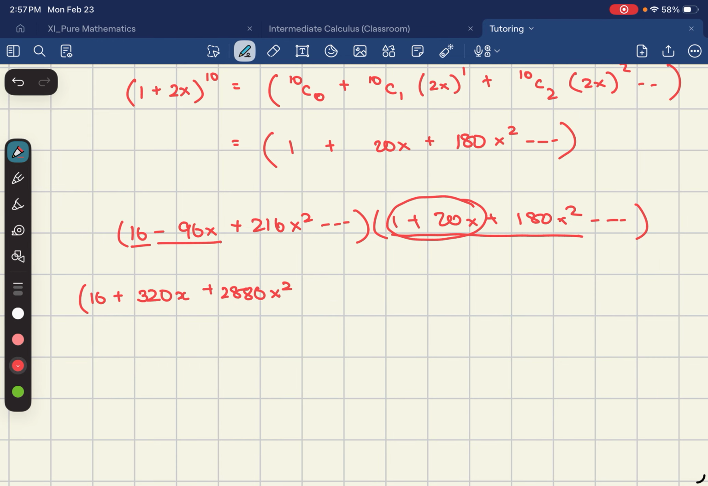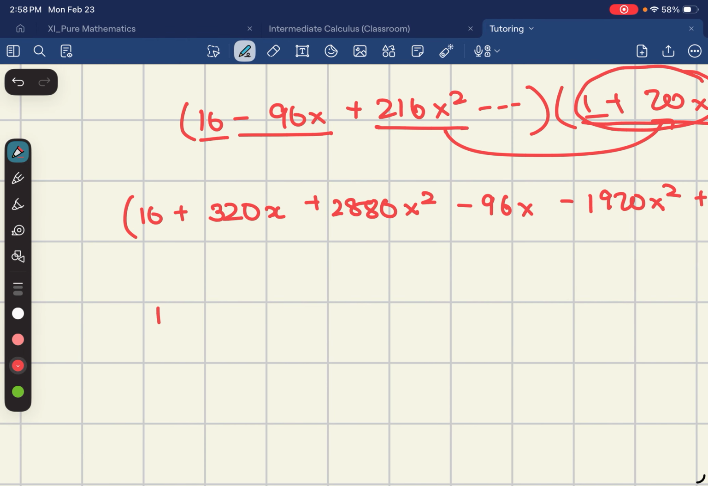Now I can take minus 96 and I can multiply with only the first 2 terms. If I multiply minus 96x with the third term, I'm going to get something x cubed. And I don't want x cubed because it only asks me for first 3 terms. If it asks for first 4 terms, then I would need x cubed. So minus 96x, minus 96 times 20 is minus 1920x squared. And finally, I can multiply 216x squared with 1. And if I multiply here, I get x cubed, which I don't want, and so on.